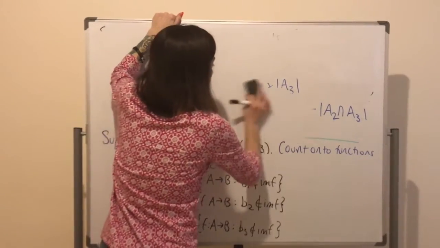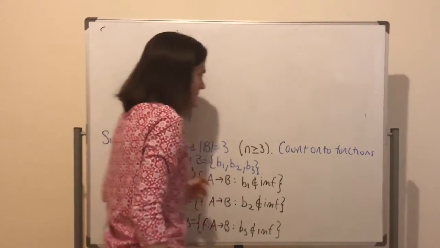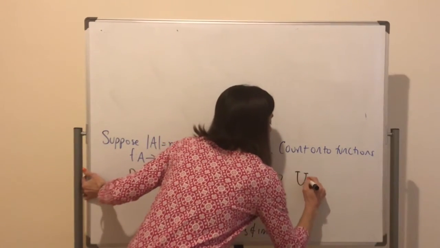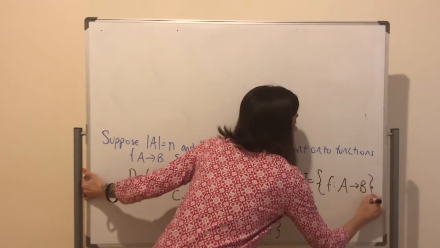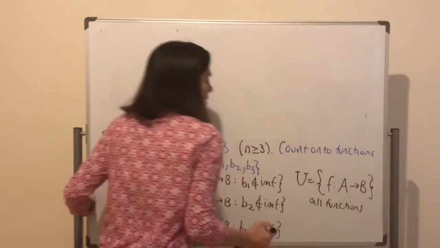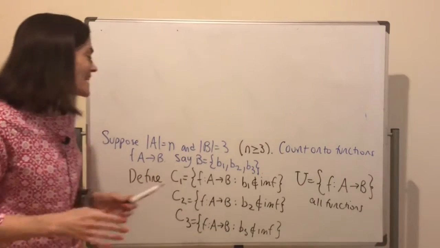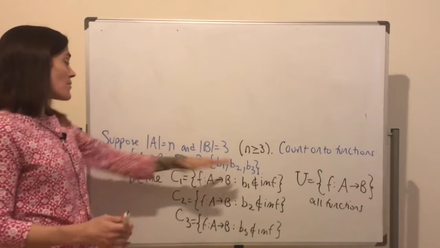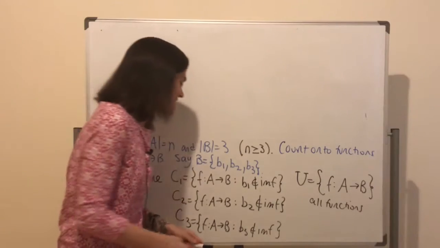Okay, maybe before I draw a picture, let me put down one more thing below because I do have space. I need a universe. So my universe U is going to be all functions. And one thing we know how to count right now is U, right? Well, and some of these, as we will discuss. We don't know yet the number of onto functions from A to B. That's what will come out of this calculation.